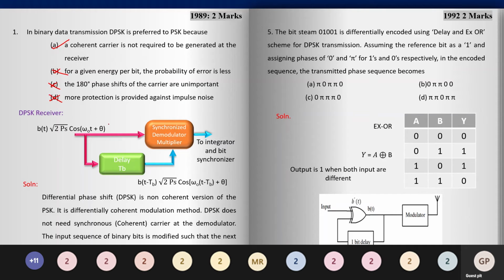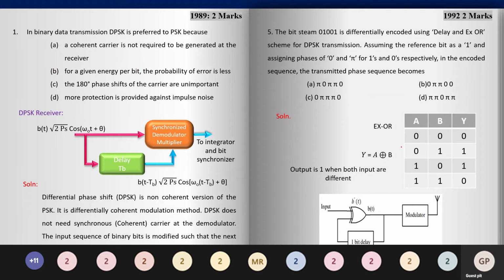Differential phase shift keying is not a coherent version of PSK. It is a differentially coherent modulation method. So there is no need for a synchronous carrier at the demodulator. So that's the point. That's what they have asked in the 2-mark question.